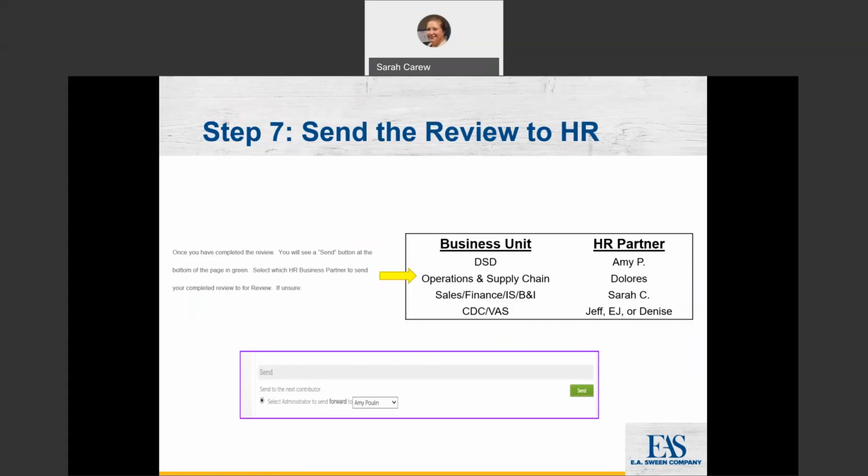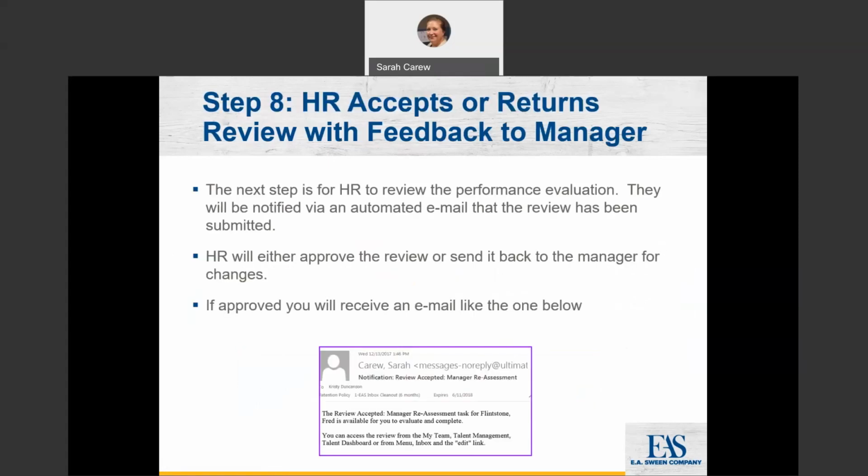So the next step would be at the very bottom of the screen. You need to send the review forward to your HR partner. Here is a help list if you're not quite sure who your HR partner is. Take a gander there, and then click send. So once you hit send, you won't be able to make any edits because it'll be with the HR partner. Now, if anything comes up, the HR partner can always send it back to you.